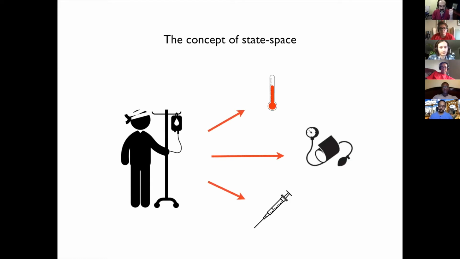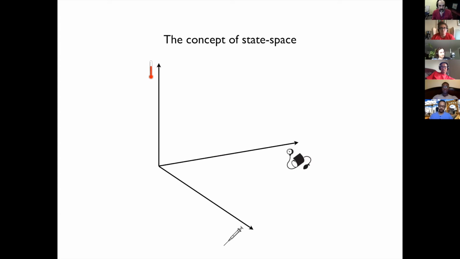You have the temperature of the patient, you have the blood pressure of the patient, and you have the blood sugar of the patient, let's say. And you are monitoring your patient. These are the three measures that are more important for you, and as a doctor, you are monitoring the patient. So you can represent these numbers in a state space.